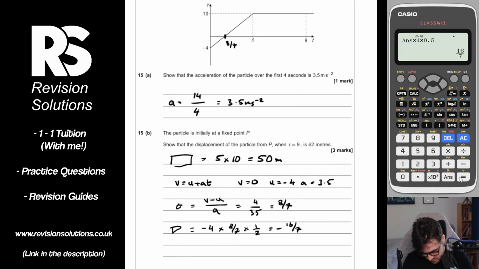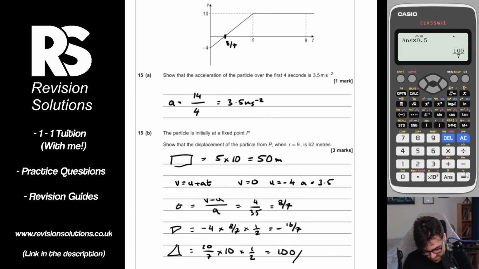And then the big triangle, well, the base is going to be, sorry, not 8 over 7, 4 minus 8 over 7. So that's 20 over 7. So it would be 20 over 7 times the height, which is 10, times a half again. So take our 20 on 7, we will times it by 10 and times it by a half. That's 100 on 7.